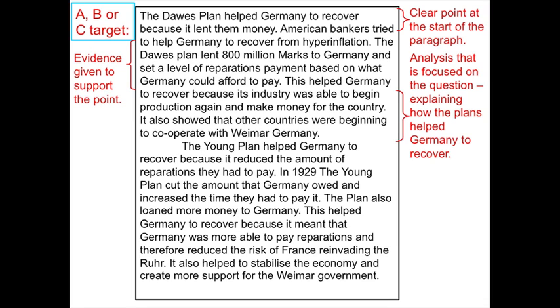It says, the Young Plan helped Germany to recover because it reduced the amount of reparations they had to pay. In 1929, the Young Plan cut the amount that Germany owed and increased the time they had to pay it. The plan also loaned more money to Germany. This helped Germany to recover because it meant that Germany was more able to pay reparations and therefore reduce the risk of France re-invading the Ruhr. It also helped to stabilise the economy and create more support for the Weimar government.